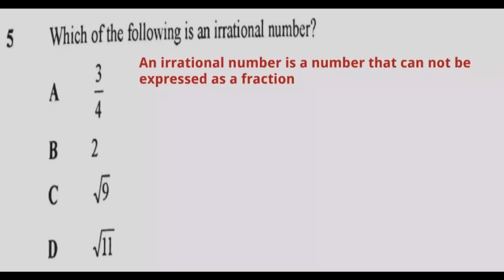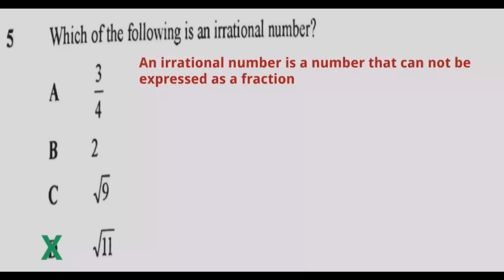Then we have 2. 2 is a whole number. That means it can't be an irrational number. C is the square root of 9, that is 3, which is a whole number. It cannot be an irrational number. So the correct answer is D, which is the square root of 11. 2 and 9 can be expressed as fractions, while the square root of 11 cannot be. D is the correct answer for question number 5.